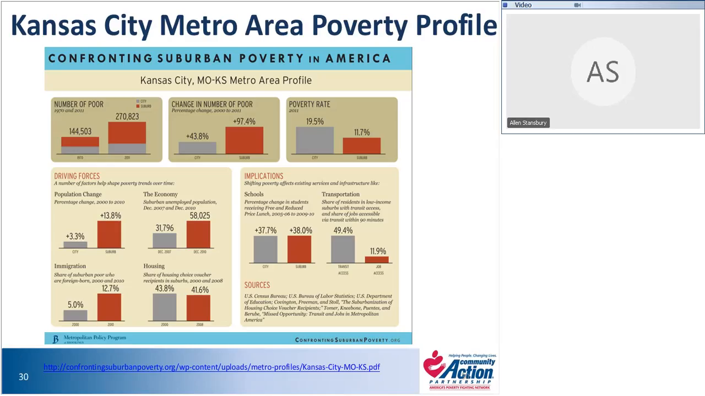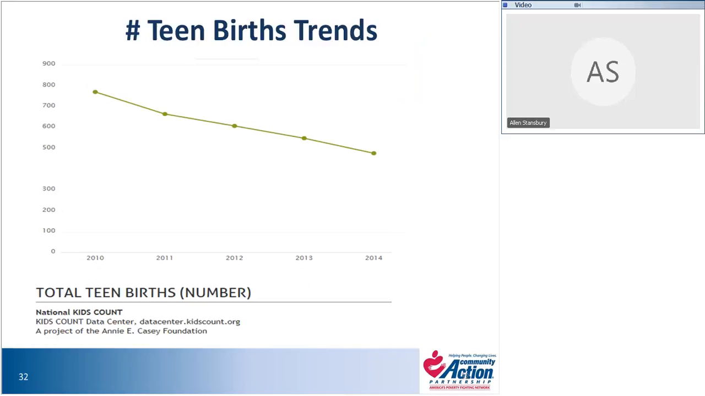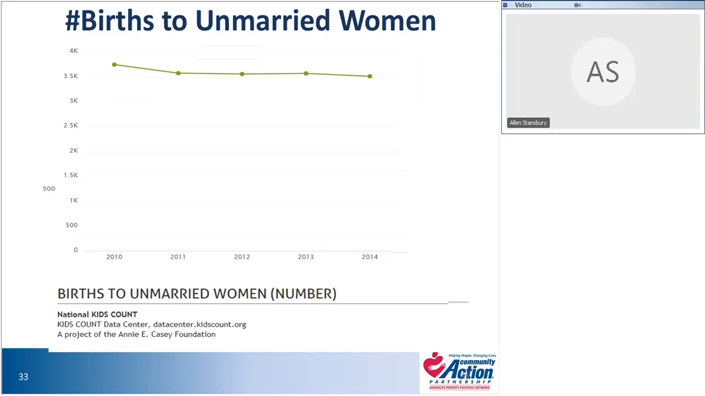There is a graphic representation of a lot of that information, and this is for the metro area. Although the metro area is about 6 times as large as Kansas City itself, it gives you a good indication of where everything is in the entire area. Okay, birth trends. You can see that the teen birth trends are going down. By the way, this is from the Annie Casey Foundation, from 800 to below 500 in 4 years, from 2010 to 2014. So that's a good trend. Births to unmarried women are fairly steady at around 3.5 thousand annually.